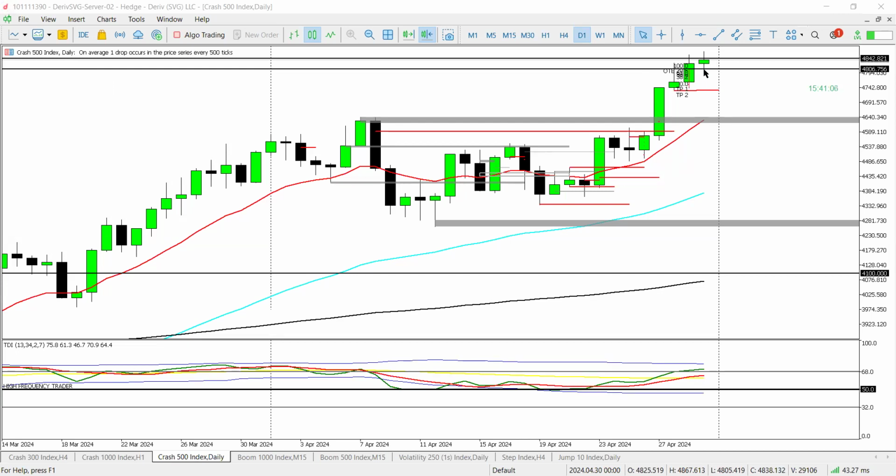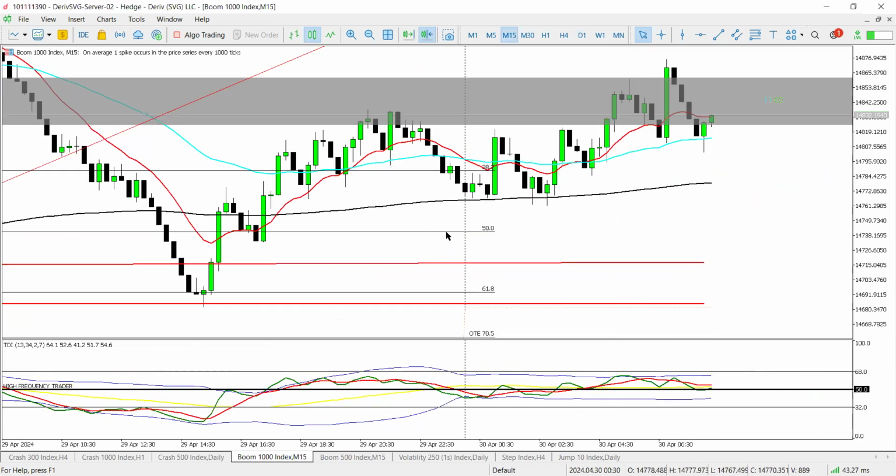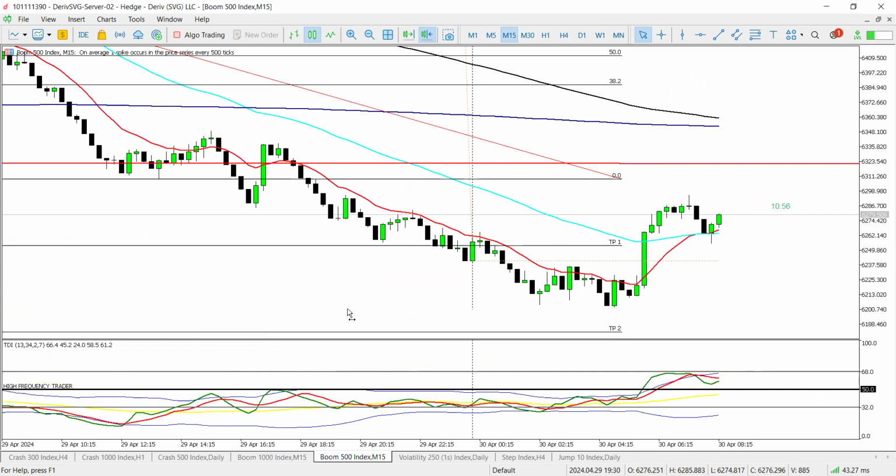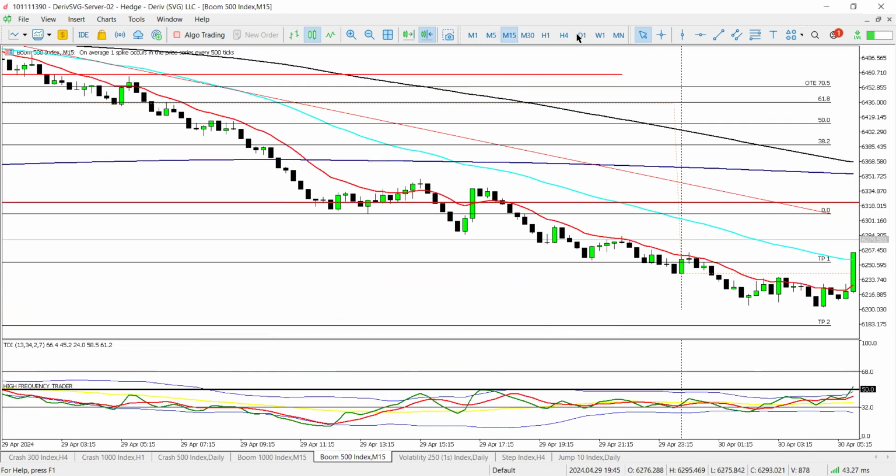Okay, I don't have anything for now until the current daily candle turns bearish. So going to B1. Okay, before I look at B1, I want to speak on B5. B5 is another example where we were trading against the trend.